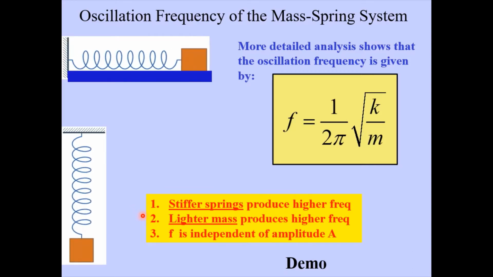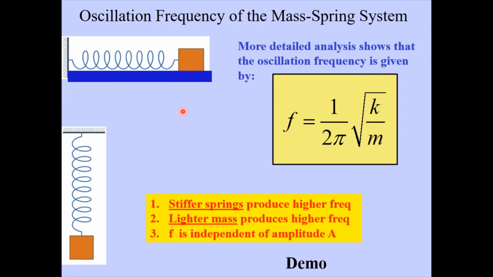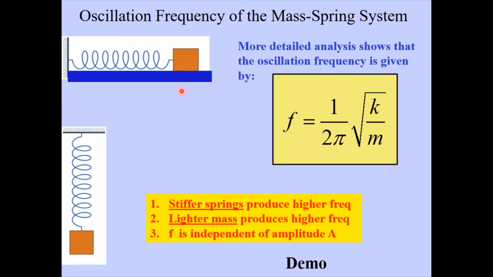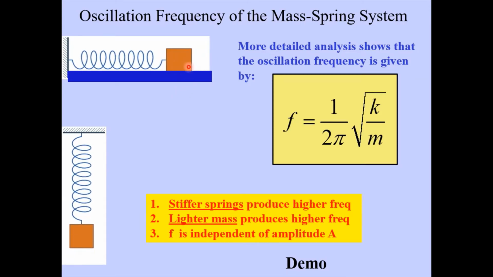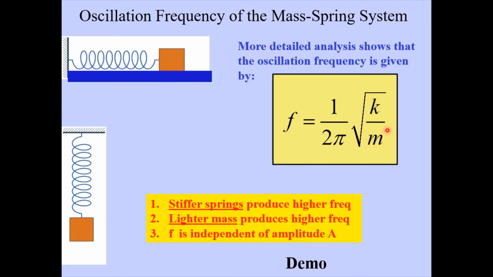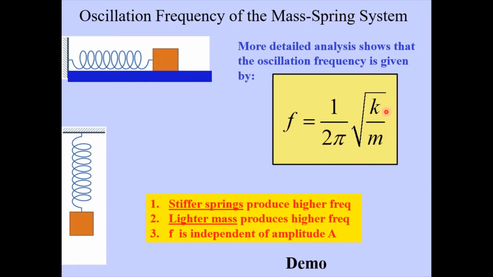This also makes sense. From Newton's second law, F equals ma. So we know that the acceleration of an object is equal to force divided by its mass. So a lighter mass, a smaller mass, is easier to accelerate. That means it's going to be able to wiggle back and forth at a higher frequency. So those are the two things that determine the frequency of the mass spring system. And interestingly, it's only the spring constant and the mass of the object.